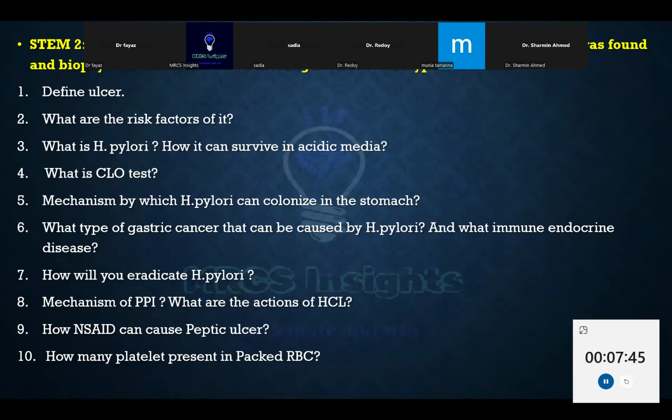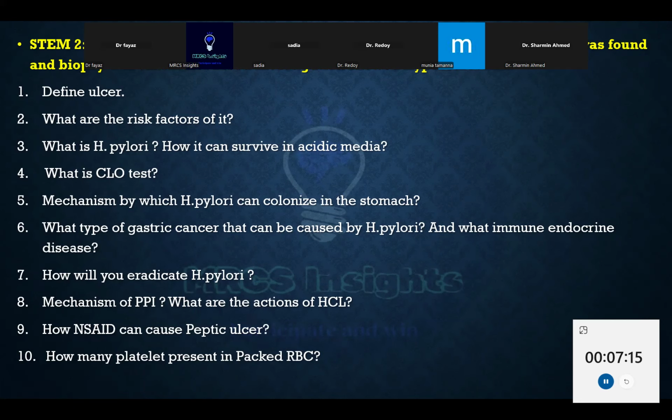It will produce urease enzyme, by which it will convert the surrounding medium into alkaline, reducing the acidic pH, and it also has flagella, so it can move away from the acidic medium. It is also attached to the foveolar cells and increases production of mucin, thereby neutralizing the pH. Those are the factors.